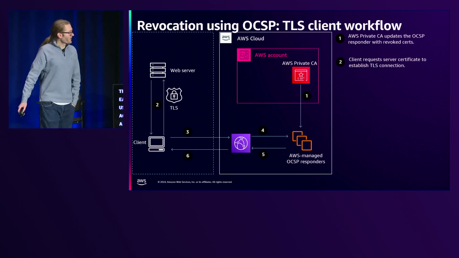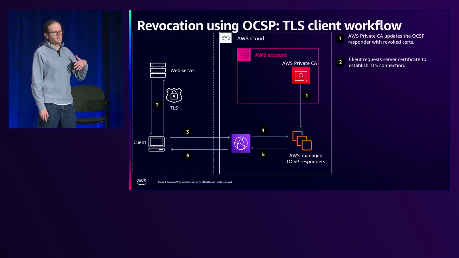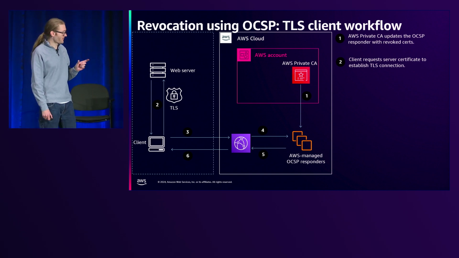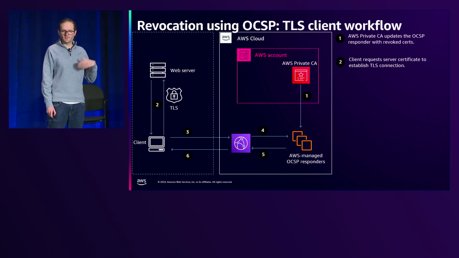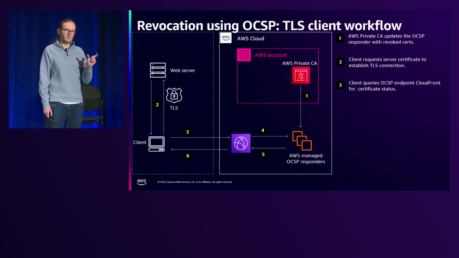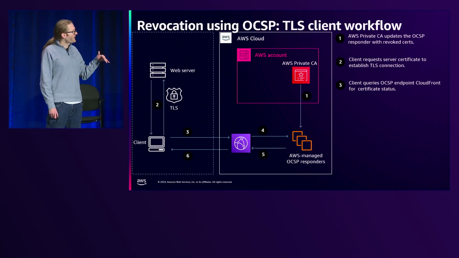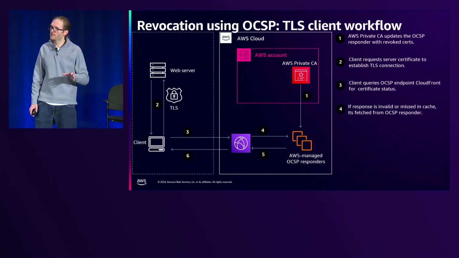So if we look at the TLS client workflow for something like OCSP, again, you revoke the cert. That's always step one. In this case, instead of updating the CRL, Private CA will update those OCSP responders and say, hey, this is a revoked cert. Here's the serial number. The client will request the certificate to start TLS, and then we'll query the OCSP responder. And similar to CRL, you can find in the certificate details where these responders are, the URL, basically.